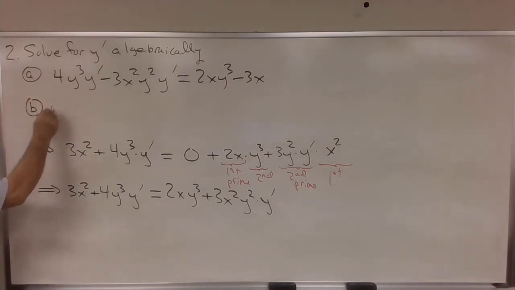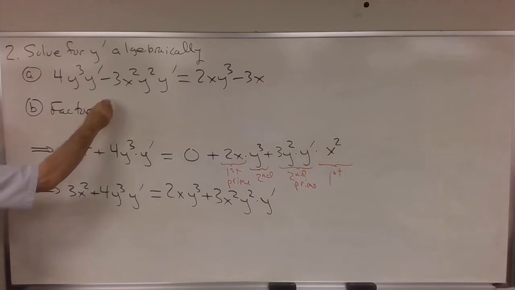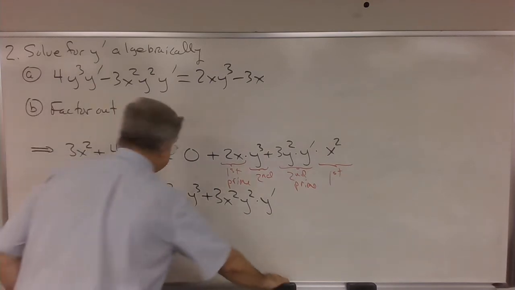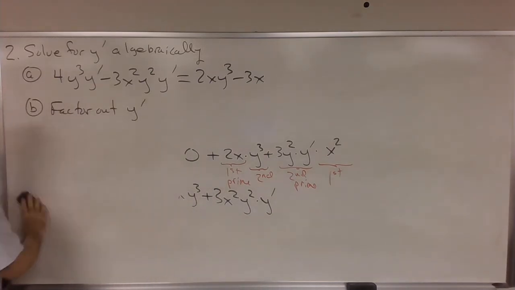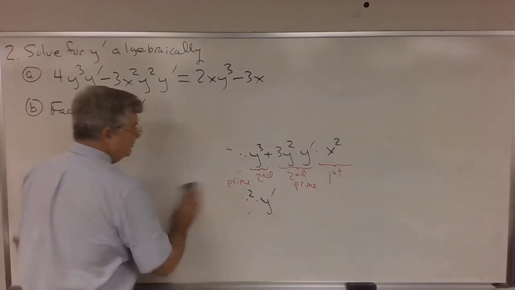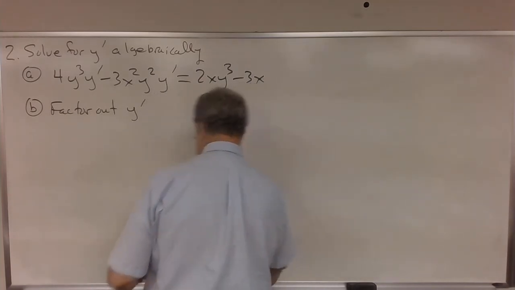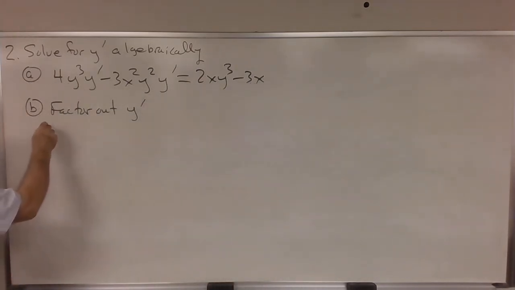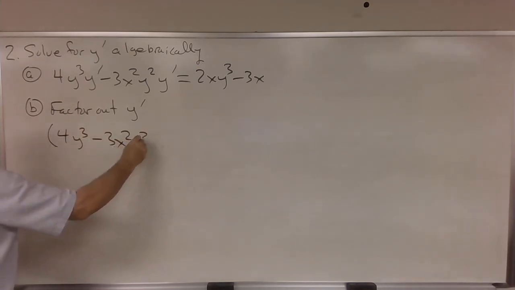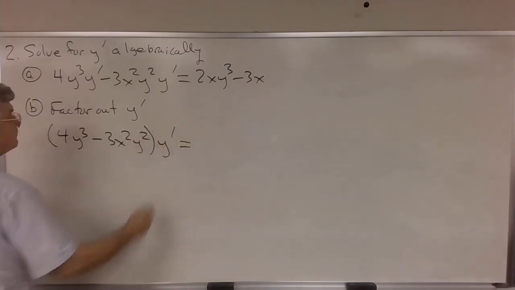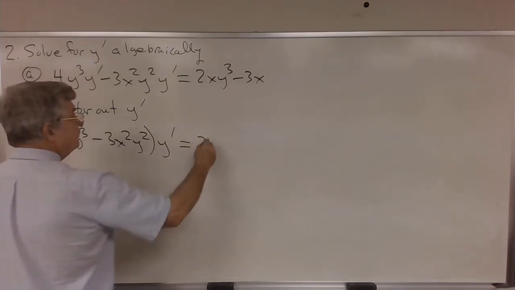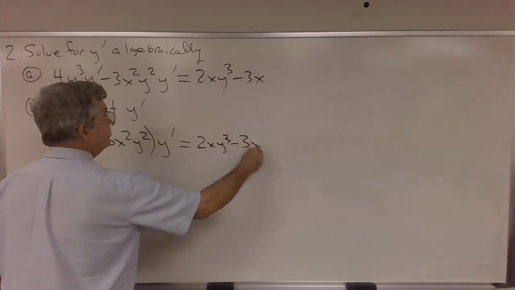Second thing, factor out y prime. Both terms on the left have a factor of y prime. We will remove that factor. Like this, let's see, 4y cubed minus 3x squared y prime. Yep, that looks good. Equals 2xy cubed minus 3x.